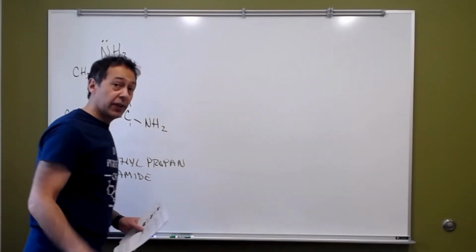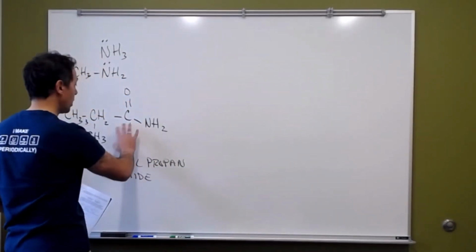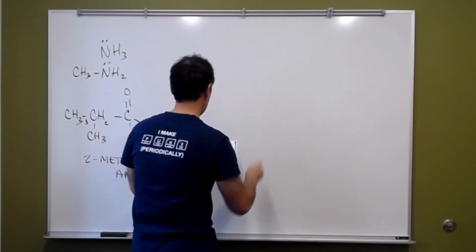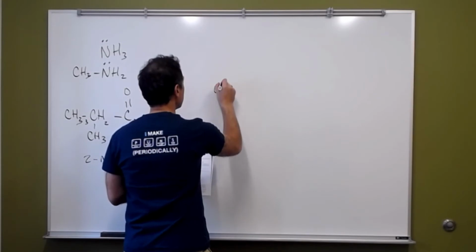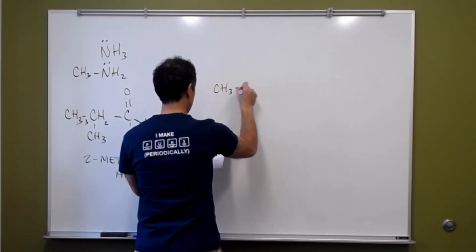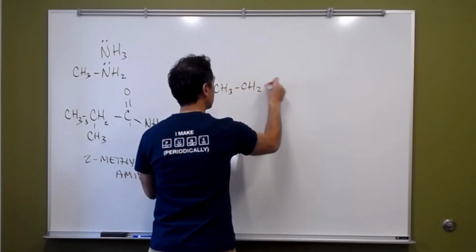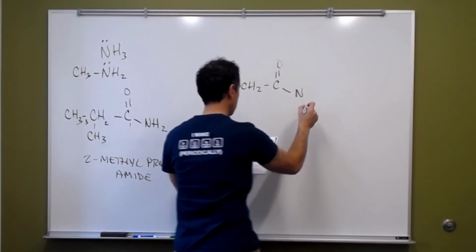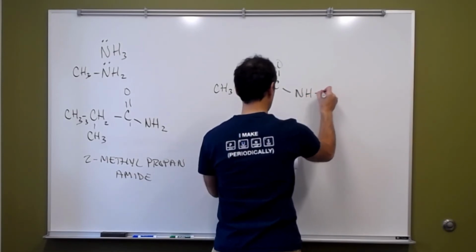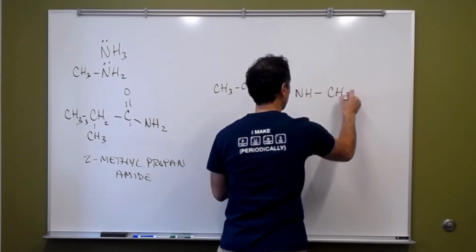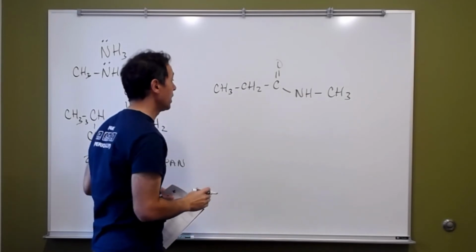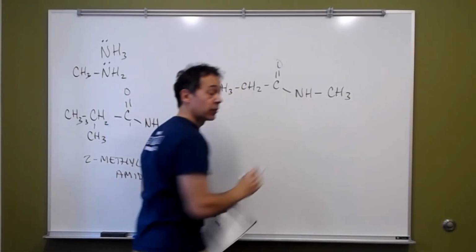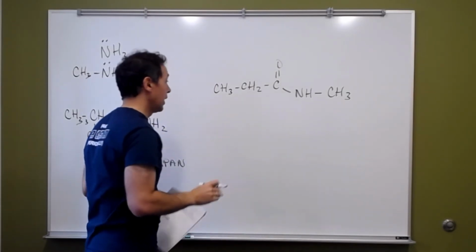Now, we might have an amide that has more than one alkyl group attached to it. So CH3, CH2, C double bond O, nitrogen, and CH3, like this. In this one here, we have a propanamide, and we have a methyl group attached like this.